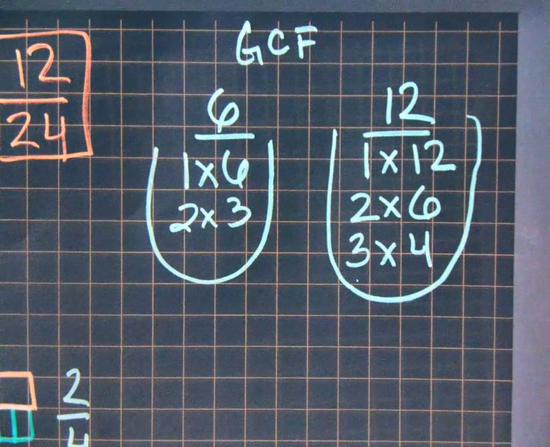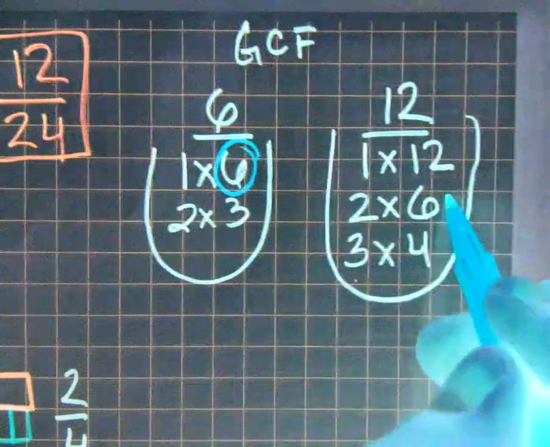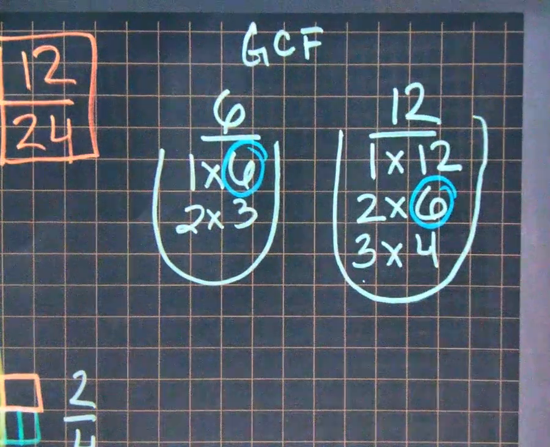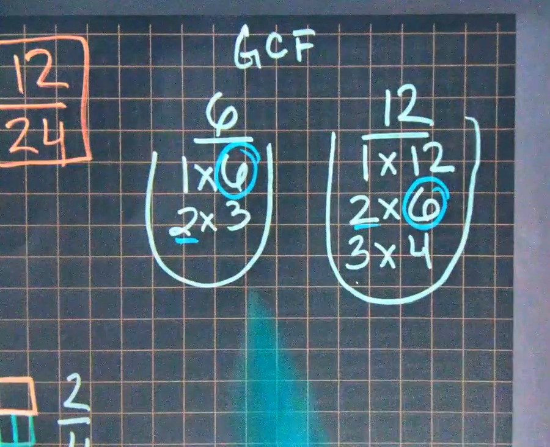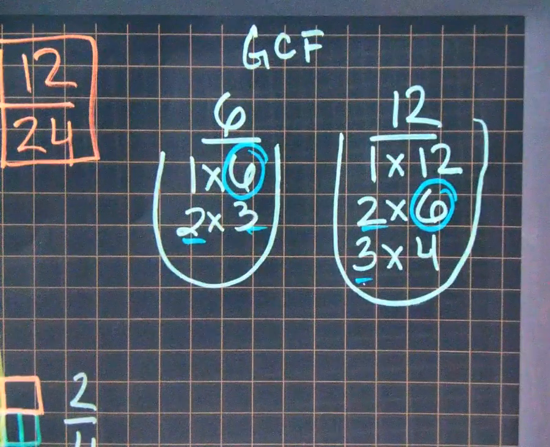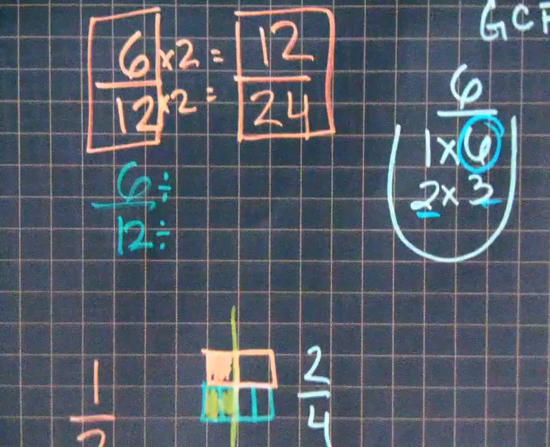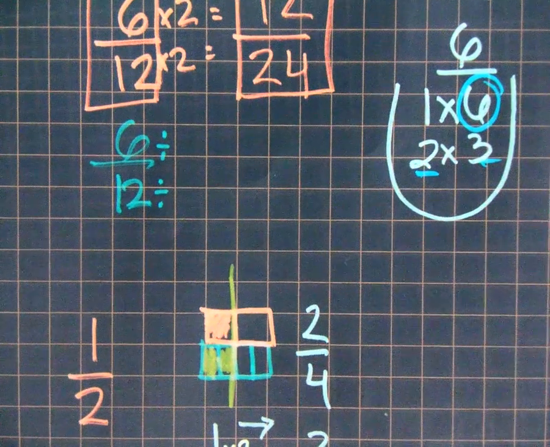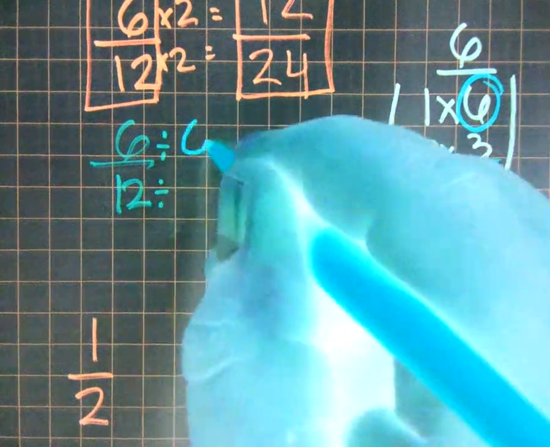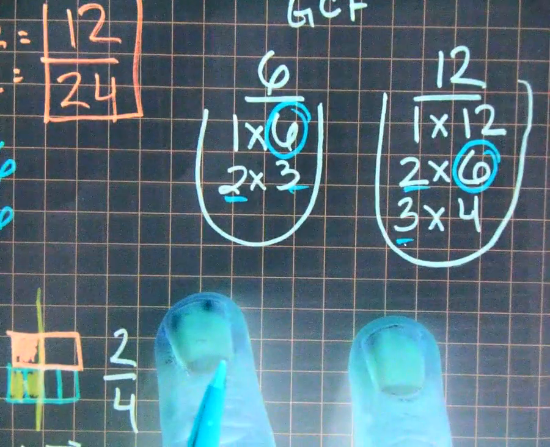And you can tell by looking at it, I'm sure, that there's a 6 here and a 6 here. That's the greatest one. Yeah, they both have 2's in common, and they both have 3's in common. But I'm looking for the greatest common factor, the biggest number that they both divide by. So now I can take my original fraction of 6/12, and I can divide both of those by 6, because I've already established they both have 6 as a factor.